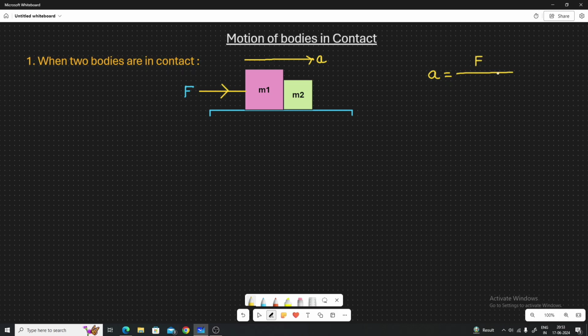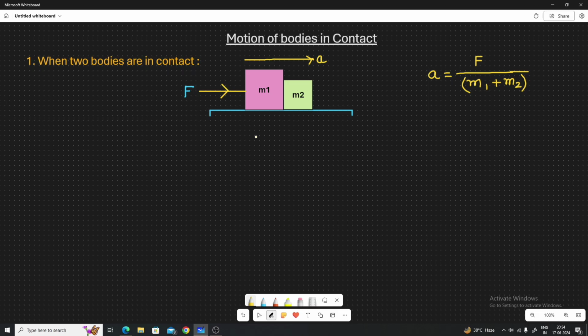a = F divided by m1 plus m2, because the body will move together as a whole. That's why m1 plus m2, and this is the common acceleration of these two bodies. Now the acceleration is also the representation of force per unit mass. Just keep it in mind.